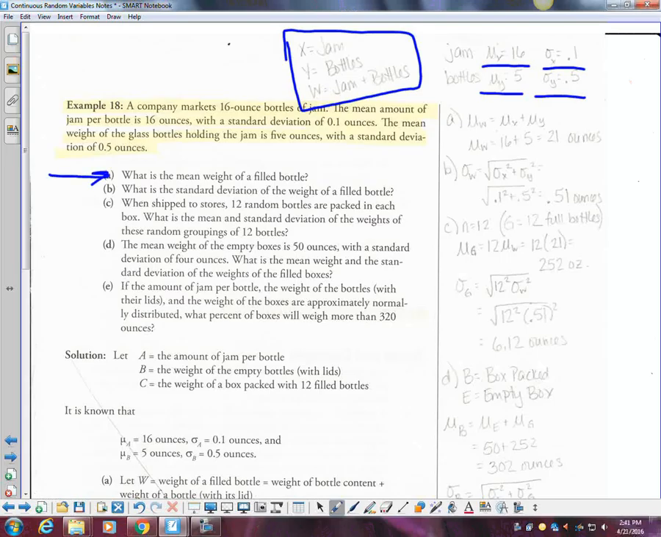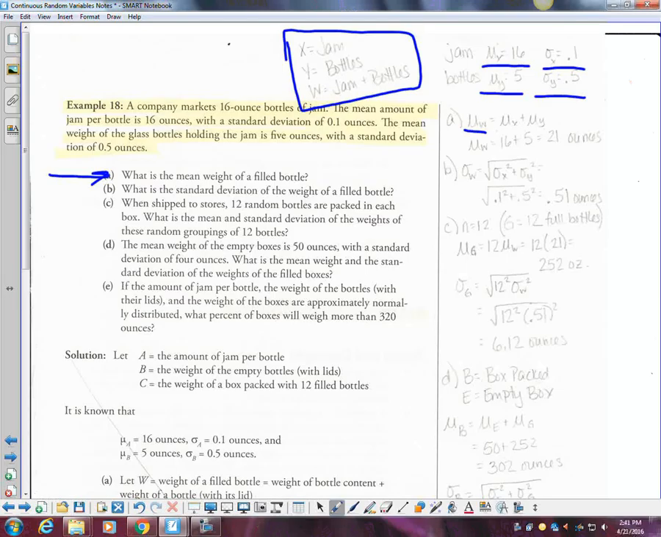And don't just sit here and copy stuff down. We're going to go through this one thing at a time. So is everybody with me to here? Okay. So part A. What is the mean weight of a filled bottle? So I want mu sub W. I want a bottle and jam.